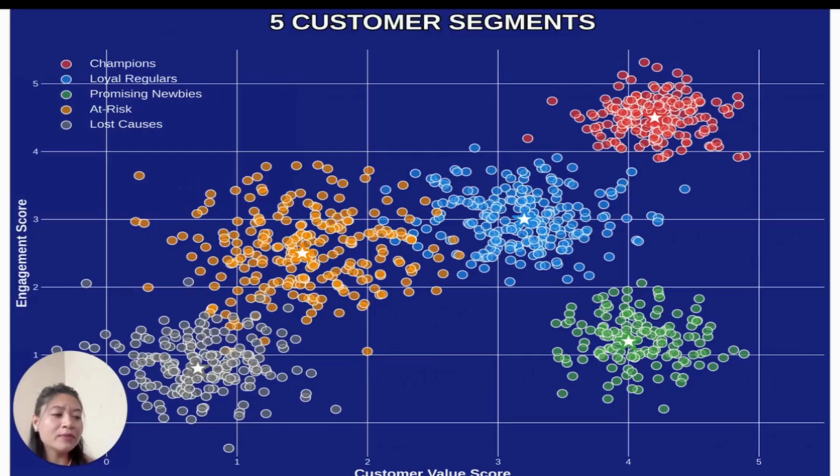Segment 3, promising newbies, in the green cluster with the average RFM of 4.5, 1.2, 2.8. They are very recent first-time buyers with decent spend, average customer value of $850 per year, and that could grow. So the marketing strategy would be welcome series, educational content, next purchase discount.